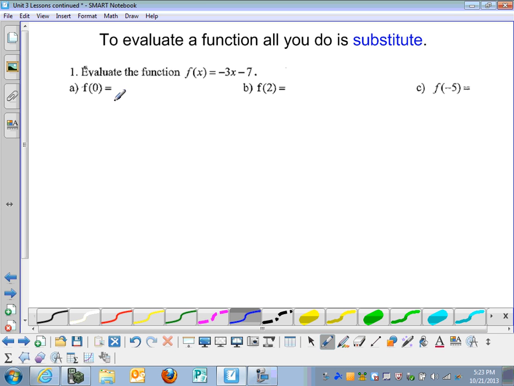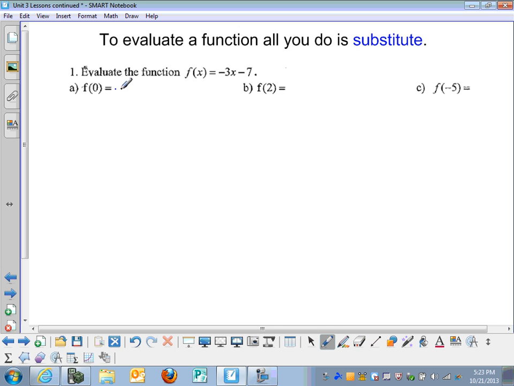So here we have f of 0, so that means we substitute 0 for x into this function here. So negative 3 times 0 minus 7. 0 minus 7. So f of 0 is equal to negative 7. So when x is 0, y is negative 7.